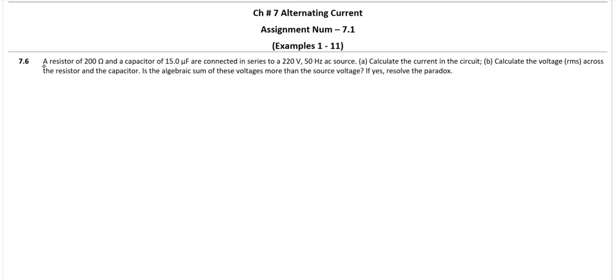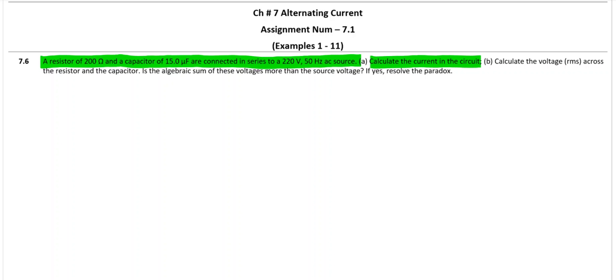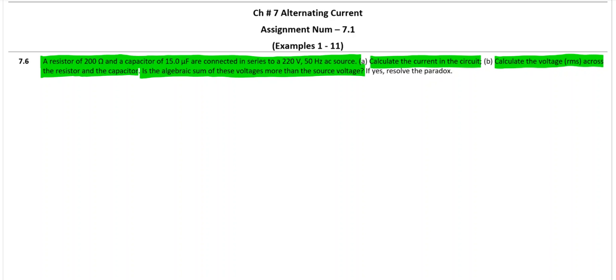The question is, a resistor of 200 ohm and capacitor of 15 microfarad are connected in series with the source of 220 volt, 50 hertz. Calculate the current in the circuit, calculate the voltage across the resistor and the capacitor. Is the algebraic sum of this voltage more than the source voltage? If yes, resolve the paradox.